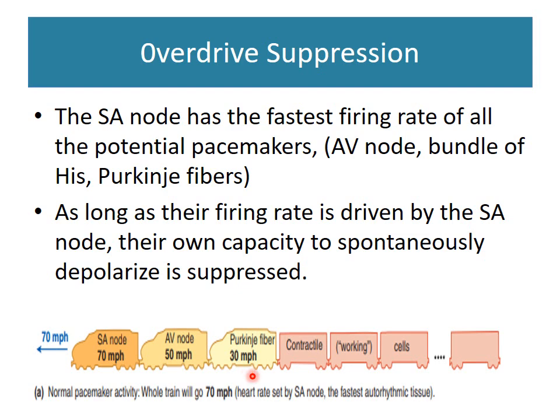If all of these are joined together, the fastest engine will pull the rest of all the engines and the cars. The slower engines cannot assume their own slower rate as long as they are being driven by the faster engine. So the fastest engine will pull all the cars and engines. In our conductive system, which is the fastest engine? Yes, the SA node acting as pacemaker.